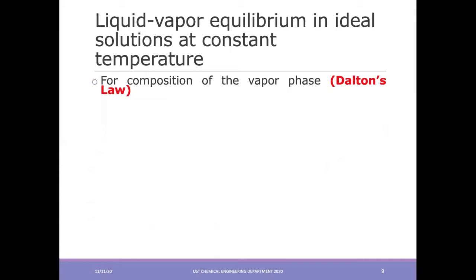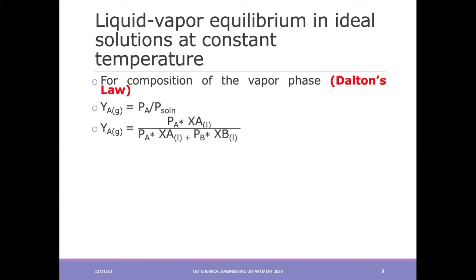Now, for liquid-vapor equilibrium in ideal solutions at constant temperature, considering the composition of the vapor phase, recall Dalton's law here: Y of A is equal to P of A over P of solution. So the composition of the vapor component A is equal to the partial pressure of A over the total pressure of the solution. So replacing P of A in terms of Raoult's law, we would be getting this term.